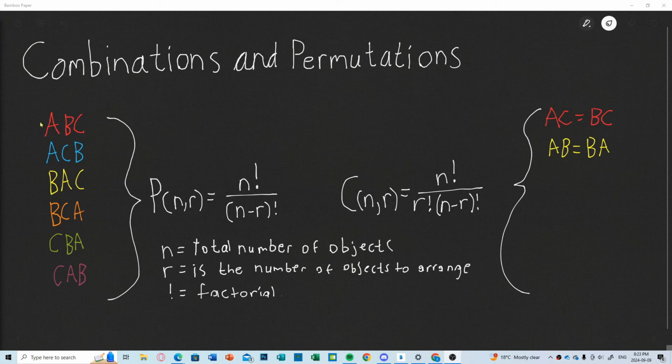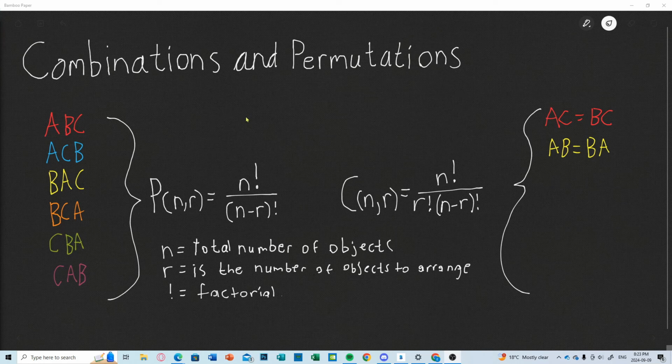So for example, we have the three letters A, B, and C. The permutations of A, B, and C would be ACB, BAC, BCA, CBA, and CAB, which for permutations are all completely different. However, on the other side of things, we have combinations, which if we have the same kind of setup, we have A, B, and C. AC would be equal to BC, and AB is equal to BA. For combinations, the order of the objects you have does not matter.